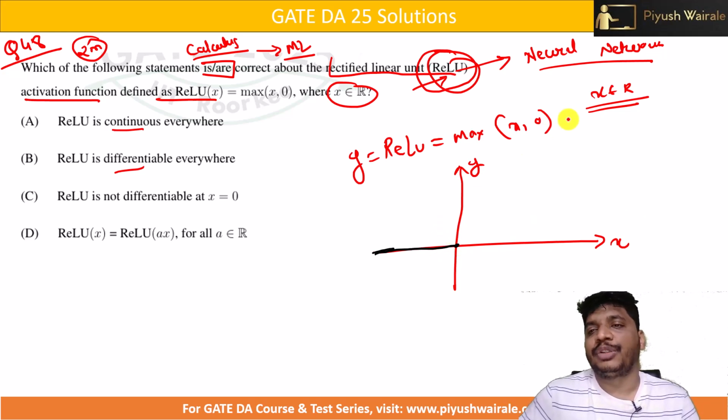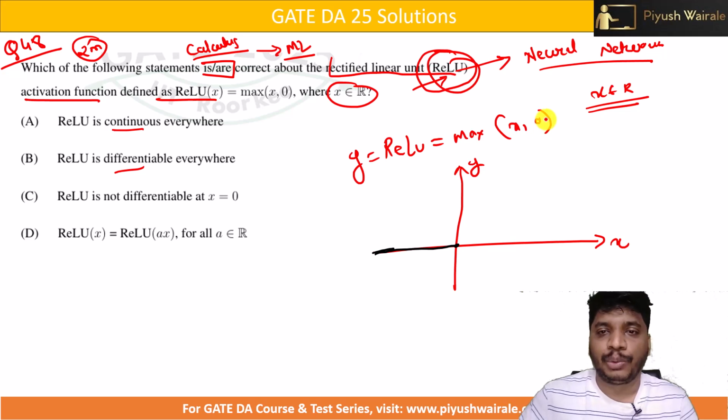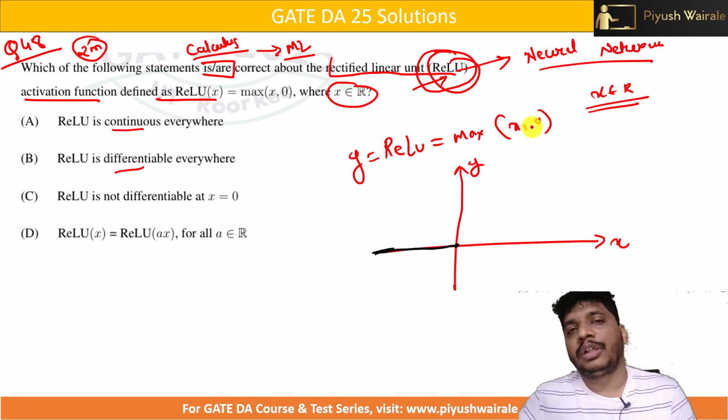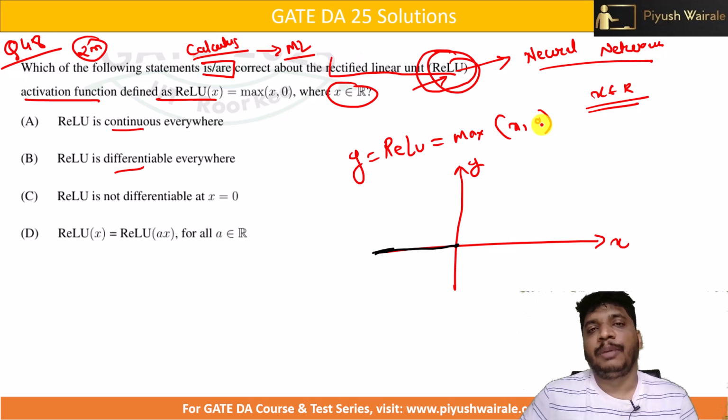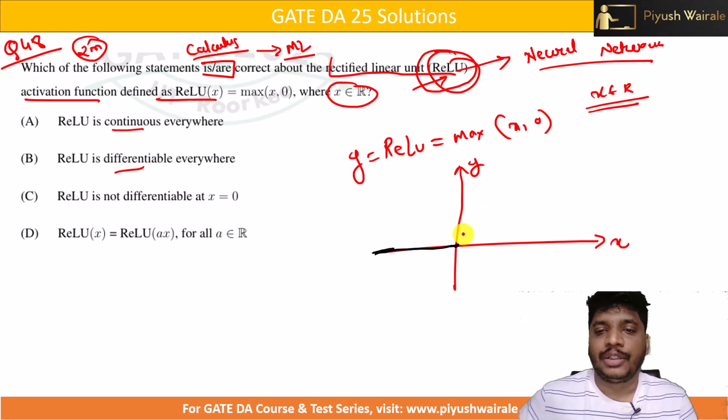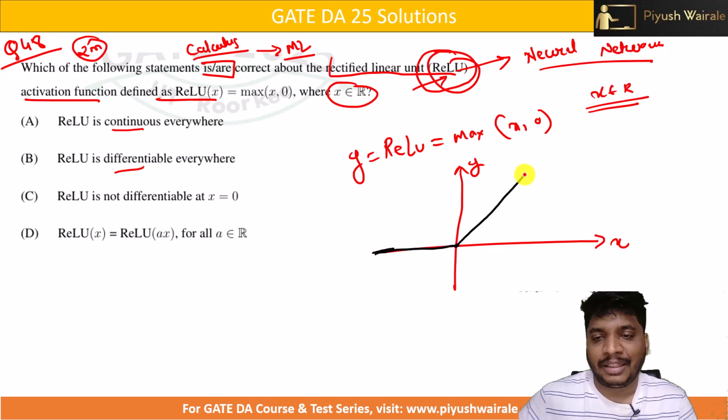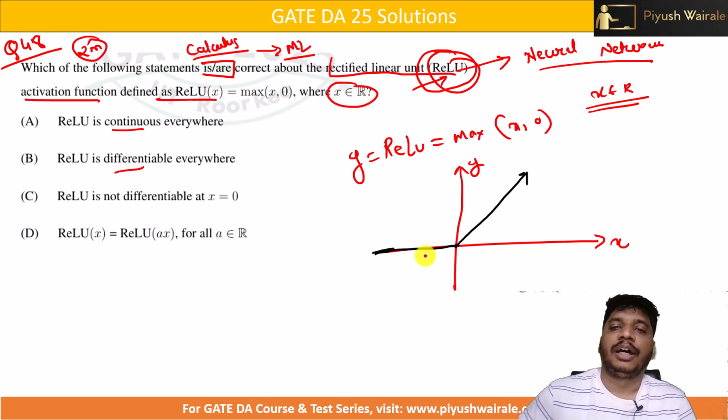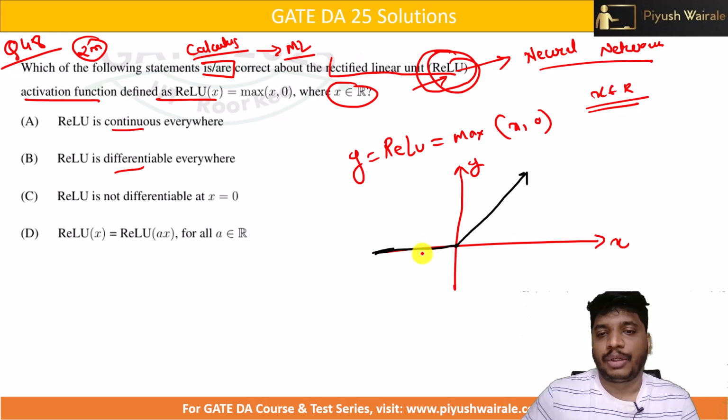And if we put x equals 1, 2, 3, then maximum will be 1, 2, 3 only. So what it is doing is giving us the linear output. If the input is 1, then the output is also 1. If the input is 5, then the output is also 5. So you can see this graph for the ReLU function here. Whenever the value of x is less than 0, the output will be 0, and greater than 0 it will be equal to that particular number x. So this is what the ReLU function is.